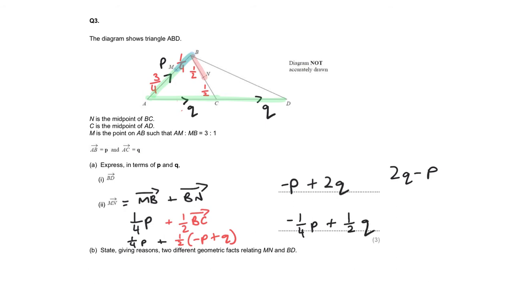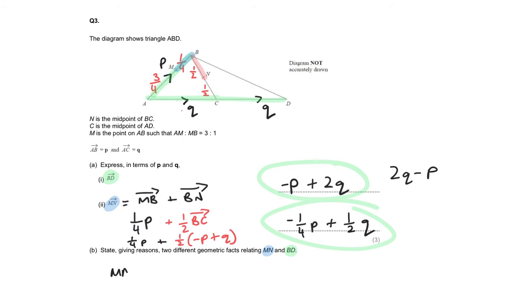Okay, state, giving reasons, 2 different geometric facts about MN and BD. Guys, remember, always check what you did before. MN, we just worked out. BD, we just worked out. So 2 facts about these two. Do we know anything? Is one a multiple of the other? Oh, it's times 4. Yes, it's times 4.